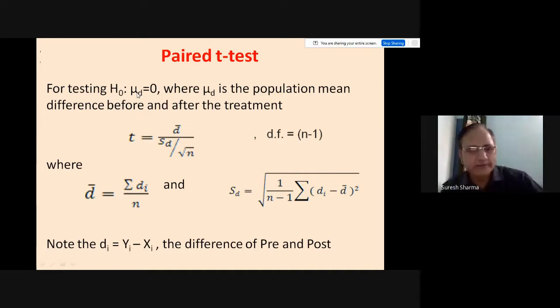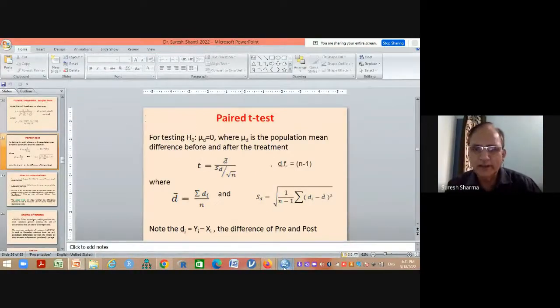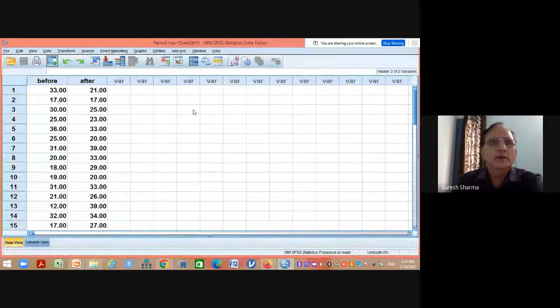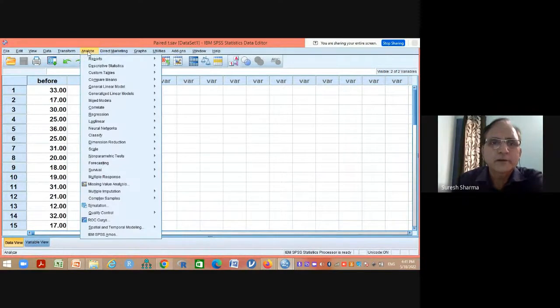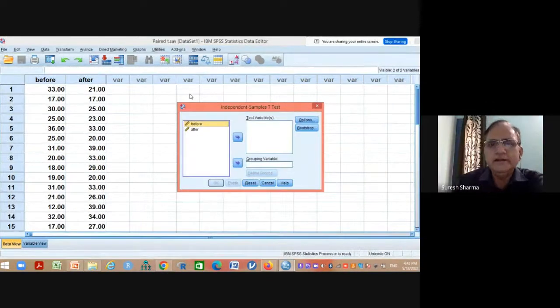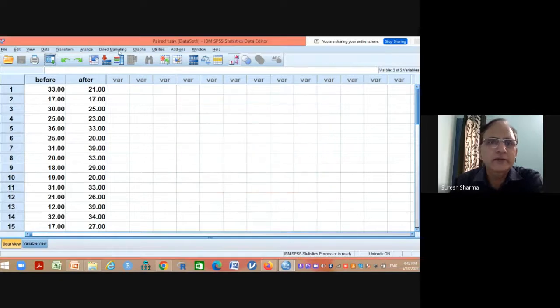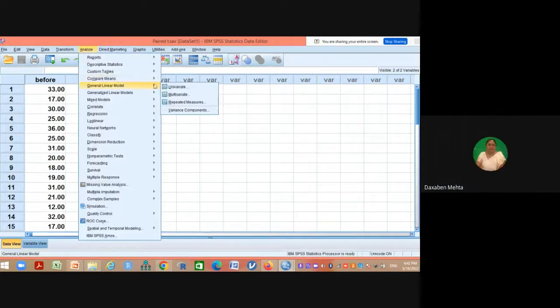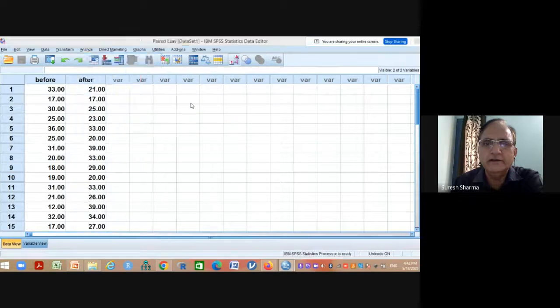So let's apply this to our data and check the result. Go to analysis. Go to compare means again. Go to independent t-test. Sorry, not independent t-test. We have to go to paired t-test. Yeah, this is paired t-test.